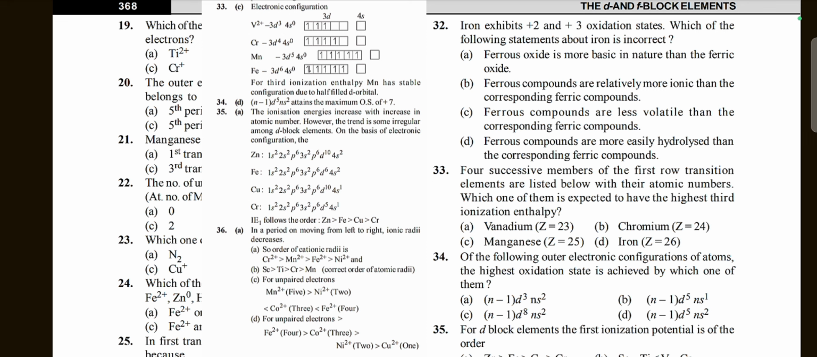Manganese. Of the following outer electronic configurations of atoms, the highest oxidation state is achieved by which one of them? So option D, (n-1)d5 ns2. It attains the maximum oxidation state of +7.